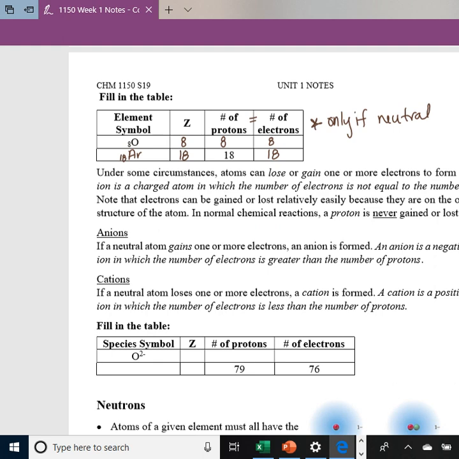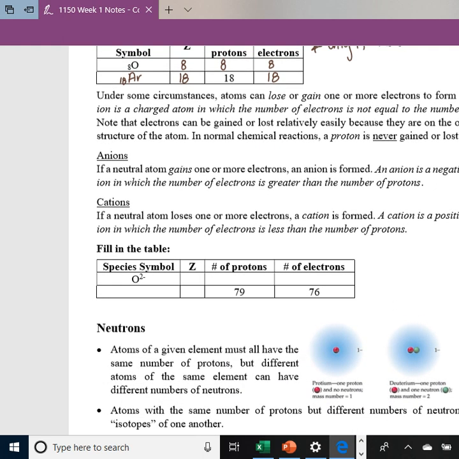So we have 2 different kinds of ions. We have anions and cations. If a neutral atom gains one or more electrons, an anion is formed. An anion is a negatively charged ion in which the number of electrons is greater than the number of protons. So my number of electrons is greater than my number of protons, so my atom should be negatively charged.